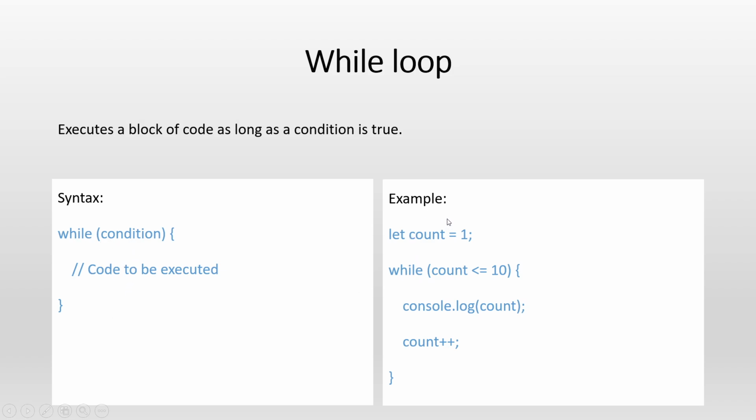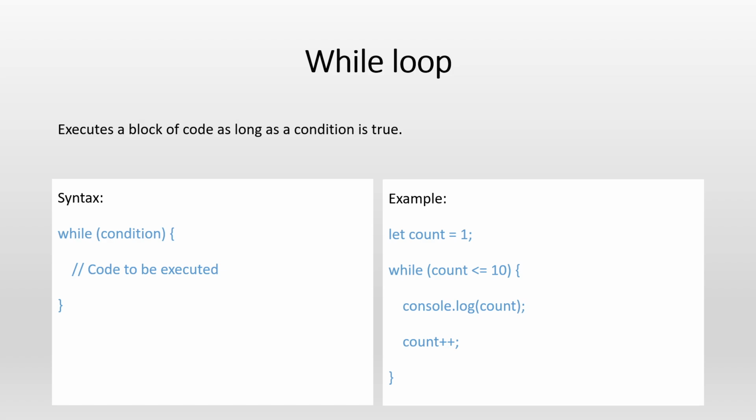Next, let us understand this example. Count is equal to 1. Here I have initialized the variable count equal to 1, and I am checking while count is less than or equal to 10. You have to execute whatever code is inside. You execute the code until the condition becomes false. As long as the condition is true, the code is going to be executed. If the condition becomes false, it's going to stop. Let us see practically how this works.